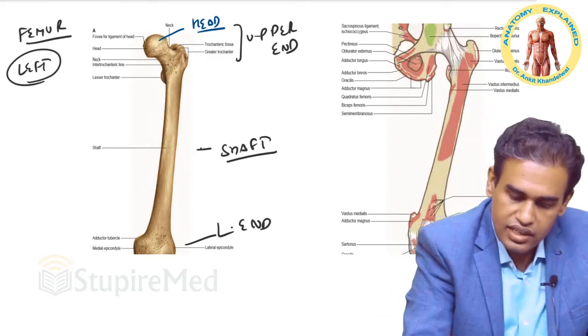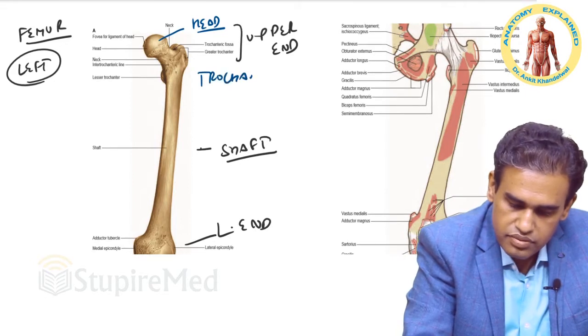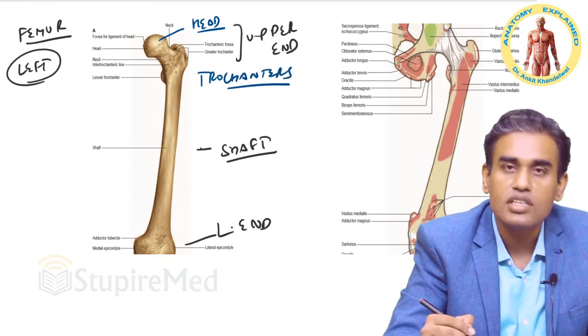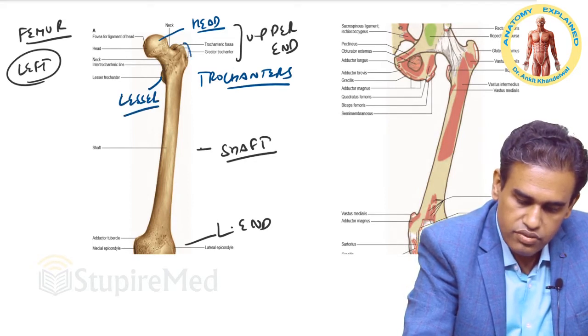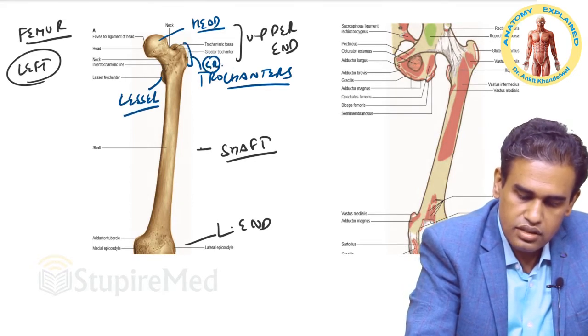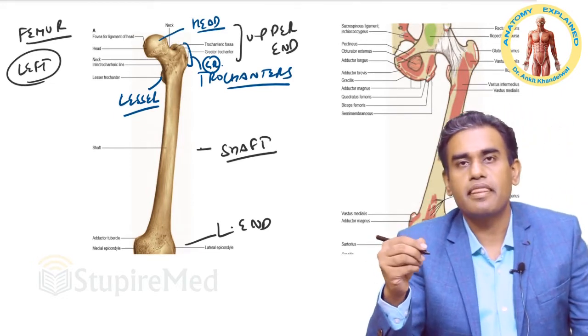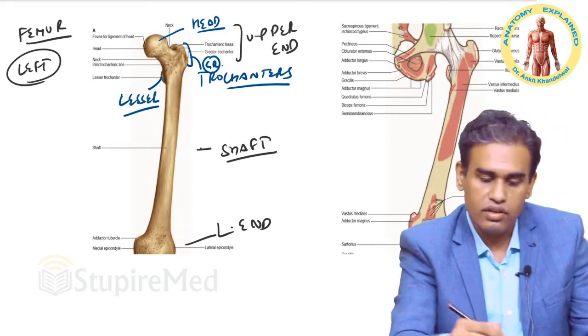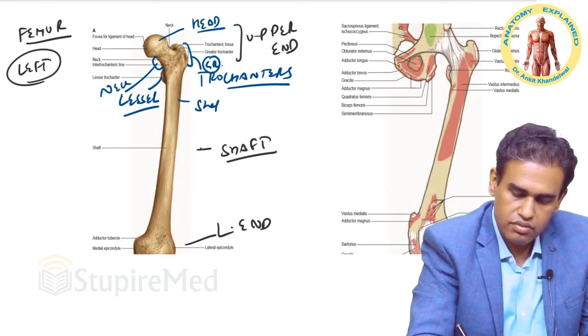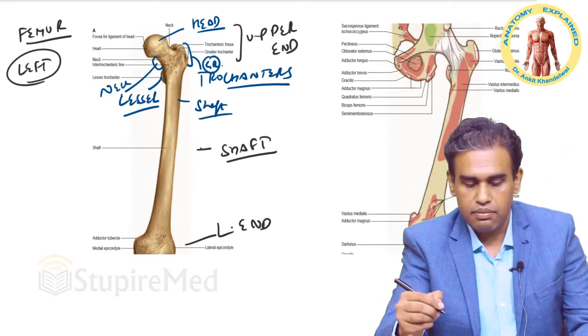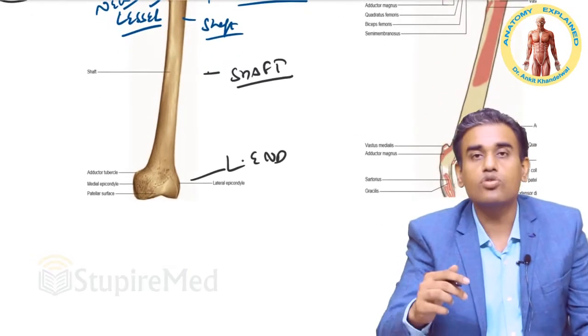So here they are known as trochanters. A lesser trochanter over this side, and this forms your greater trochanter. Then obviously beneath the head you have this big neck, and then you have the shaft, as already discussed. Then below, if you go below, then you have the two condyles.